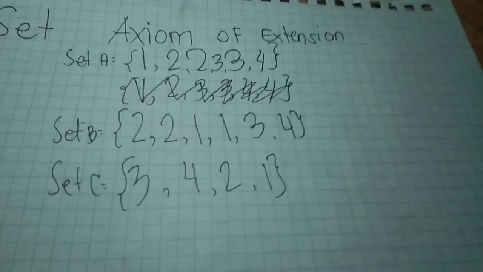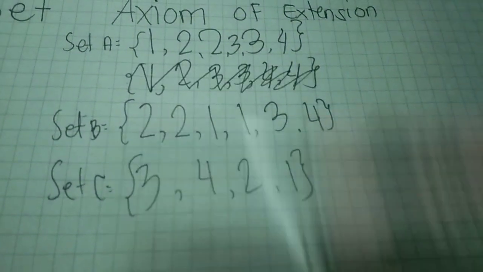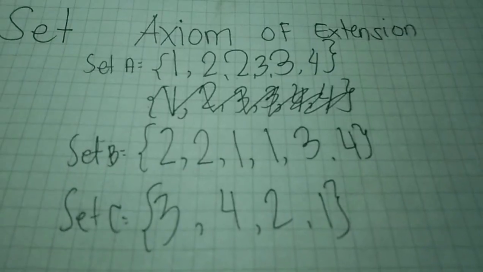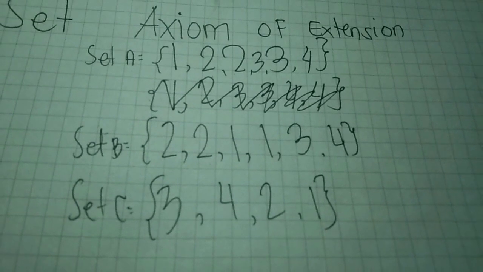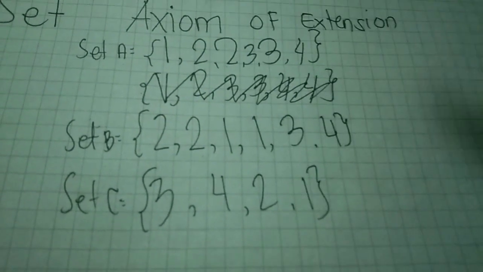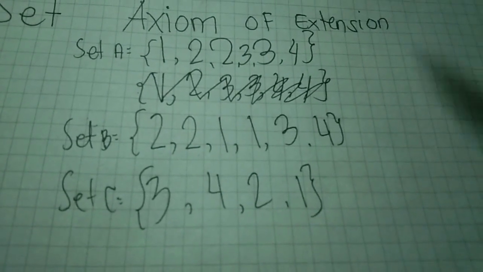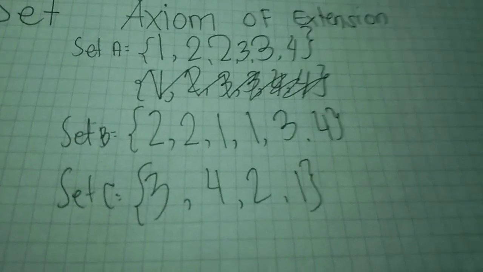So as you can see, these three sets A, B, and C have the same elements. They are just different in the way the elements are listed.